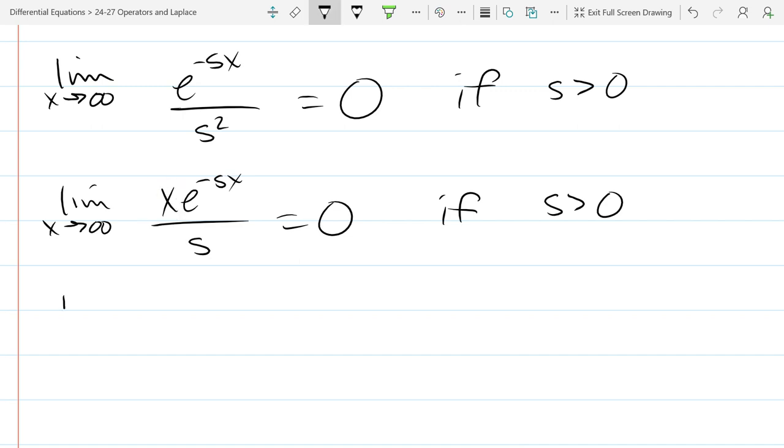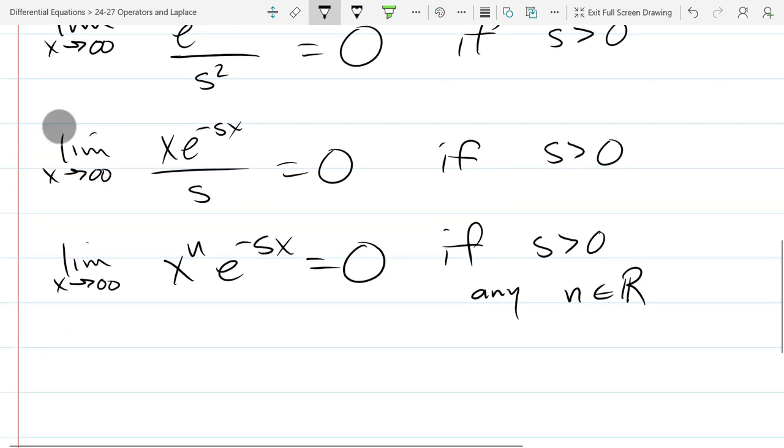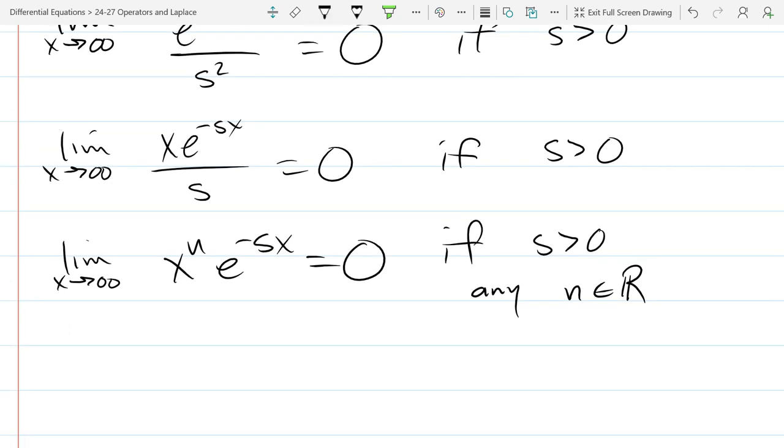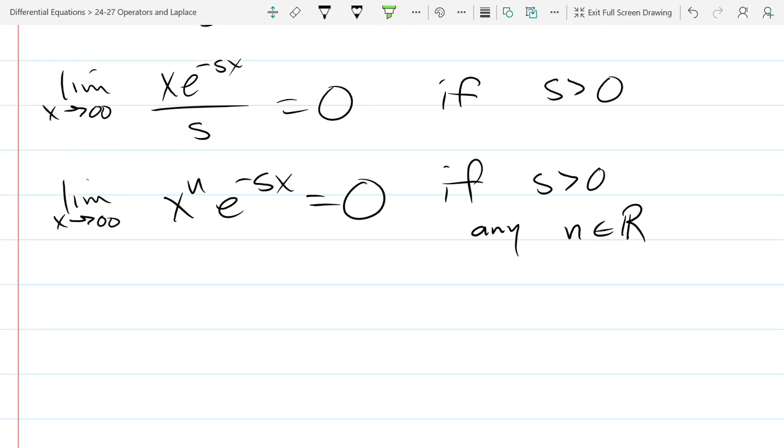And last up, even if you crank up the power of n, you still get 0. And still if s is greater than 0. And this works for any real number n. Doesn't even need to be an integer. Can be negative or positive. And again, these are all s's. None of these are 5s.